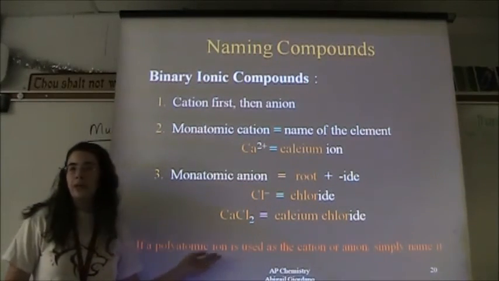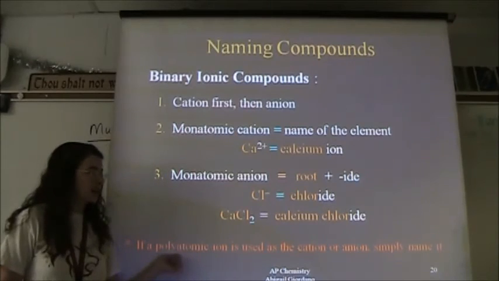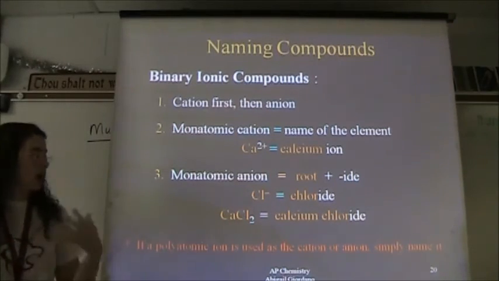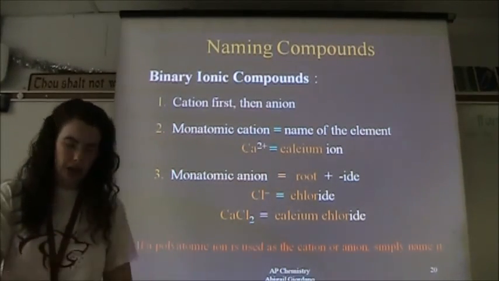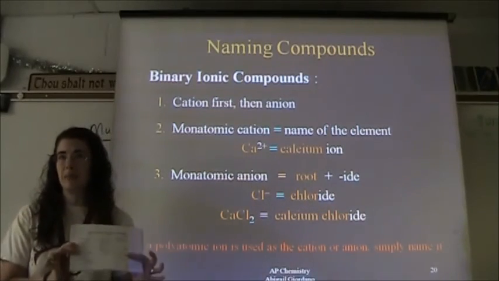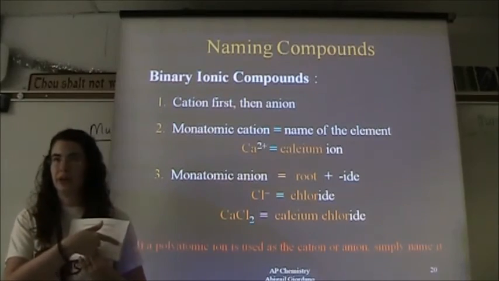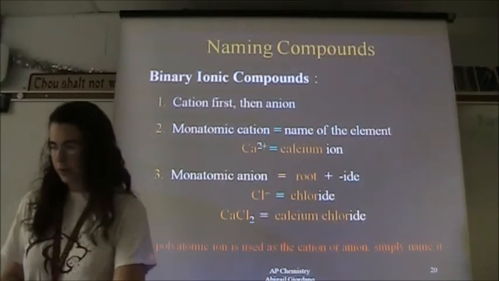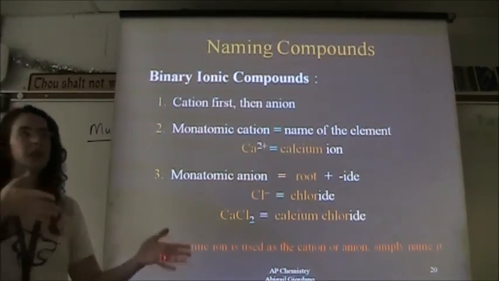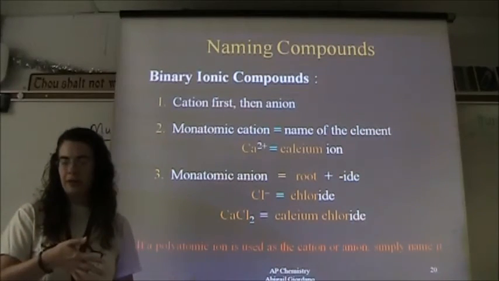And the one and only nice thing about polyatomics is that no matter how it is, if it's a cation or an anion, you don't change the name. Okay? It always stays exactly as it's printed on here. Okay? There's basically two types of ionic compounds.